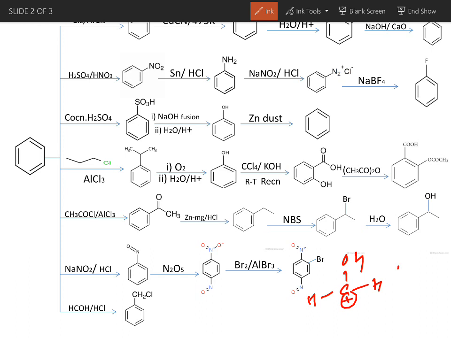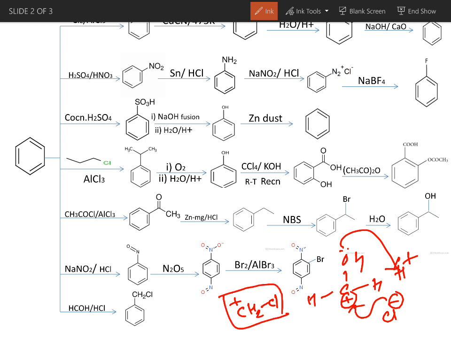Since the reaction is still in acidic medium, the lone pair of oxygen abstracts this H plus. At the same time, Cl minus of this HCl attacks this carbon and forms the electrophile CH2 plus Cl. So this electrophile attacks the benzene ring and forms the compound. The name of this compound is benzyl chloride.